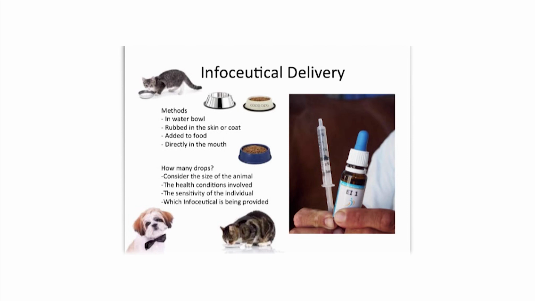For dogs and cats, sometimes we might provide less, maybe 3 to 6 info-ceutical drops, but maybe we might provide it in their food twice a day. Depends on what you're treating and how you're working with it.